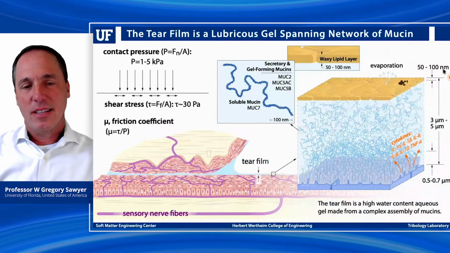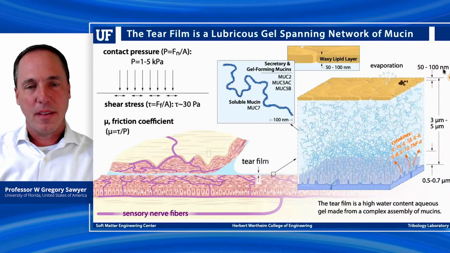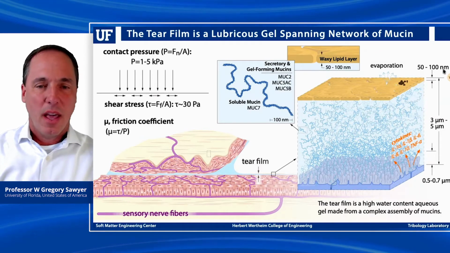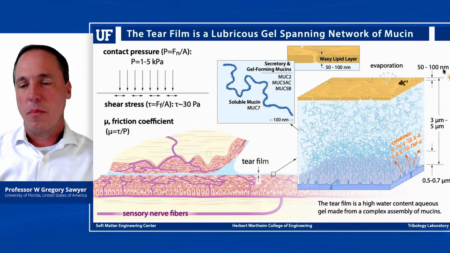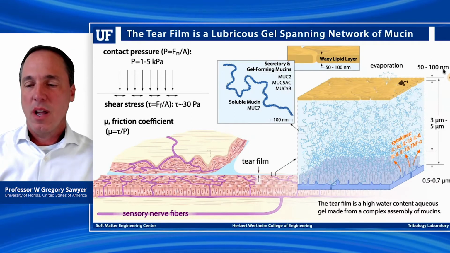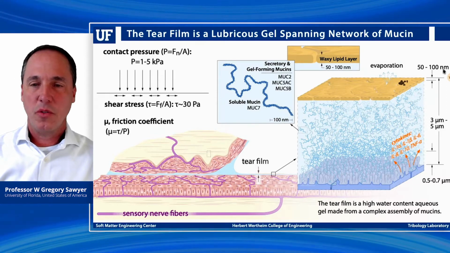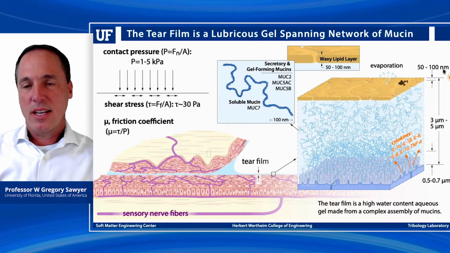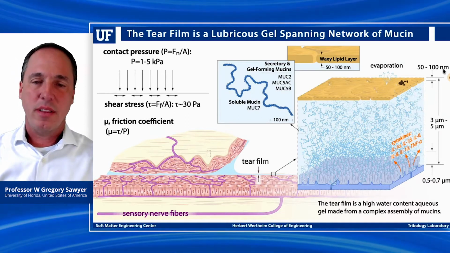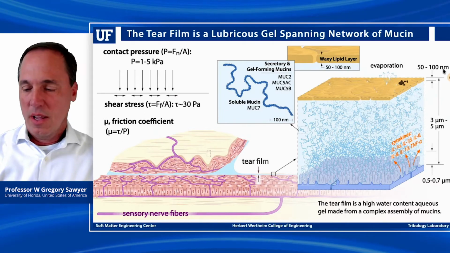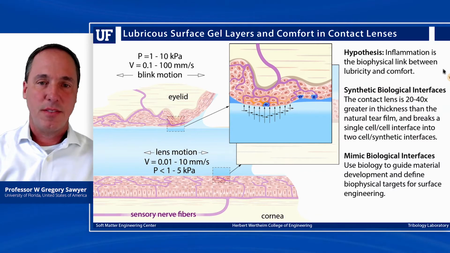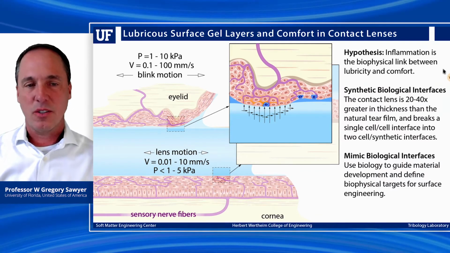As we all know, the eye is a delicate system of two epithelial surfaces, the eyelid and the cornea, that experience sliding. And these surfaces are protected by the tear film, which is a lubricious gel-spanning network made up of a complex assembly of mucins. And as you see here on the right, it is this complex assembly of mucins that basically protect and separate the two epithelial surfaces. Inserting a contact lens could be a dramatic event because the contact lens is 15 to 20 times as thick as the natural tear film.